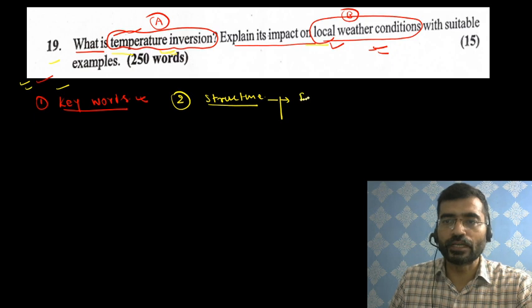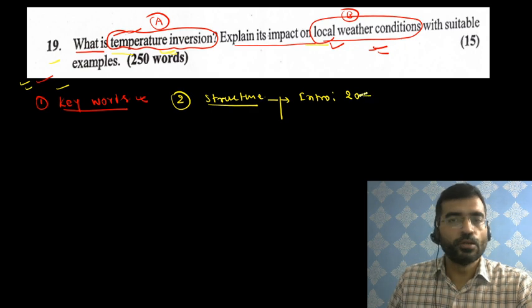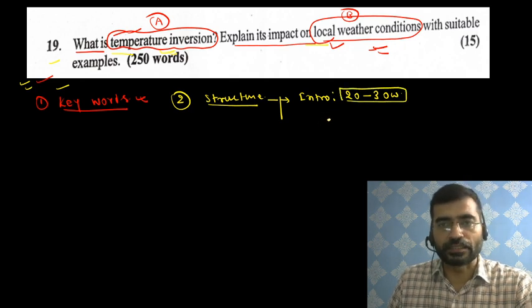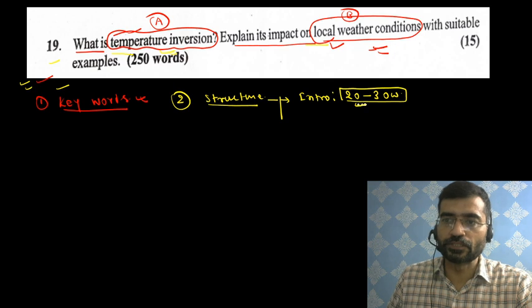Here it requires an introduction. The introduction must not be over 20 to 30 words. So you shall try to summarize the basic idea about temperature inversion within 20 to 30 words. Here you may write about temperature inversion, even the area of influence or their dimension. I will guide you on how to write the introduction later with this question.